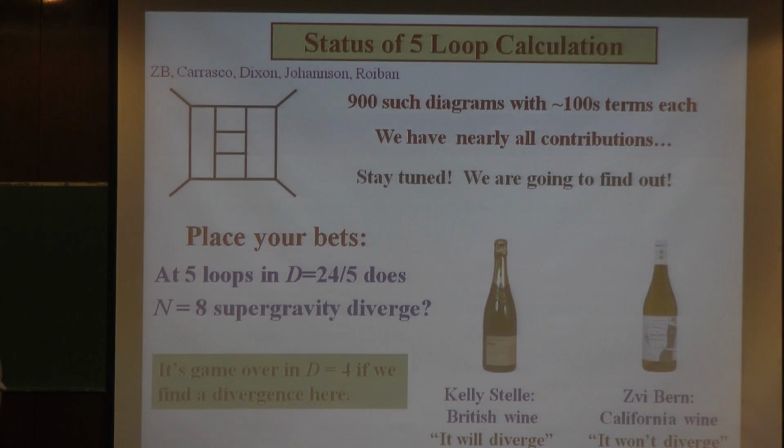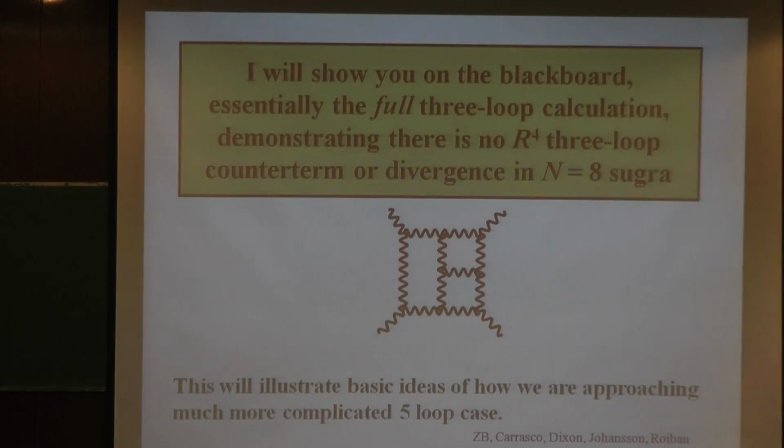Oh no, this is very special. It has to do with the relationship to n equals 4 super Yang-Mills. N equals 4 super Yang-Mills, like I say, has a divergence in 26/5. If this happens earlier, then I would say game over. Okay. Yeah, it's game over.